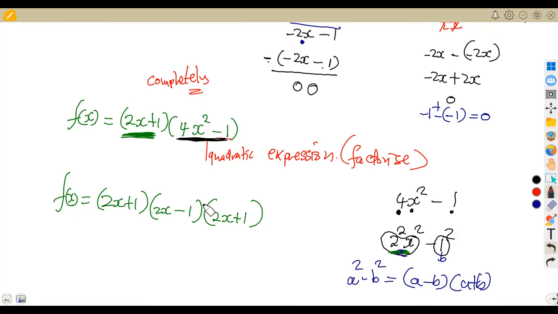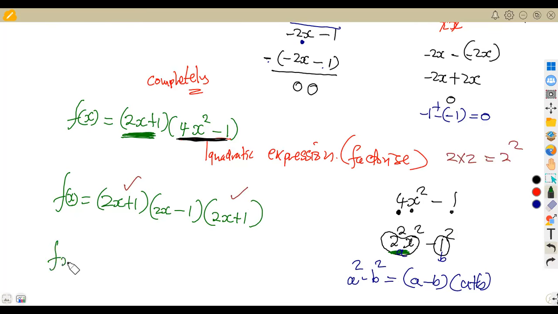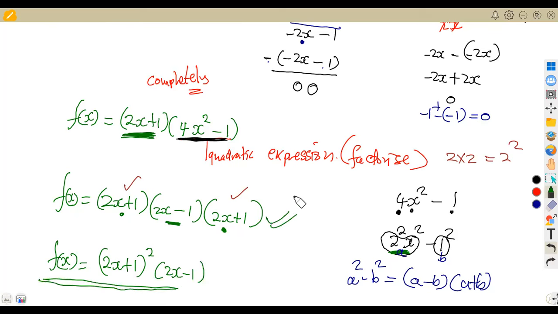Even here you can write to say these two expressions are the same. So it's like 2 times 2 is the same as 2 squared. Meaning if I'm multiplying the same brackets, I can write it as a squared, but already we are done factorizing. So you can write this as (2x plus 1) squared, because there's another bracket of 2x plus 1, times this one, 2x minus 1. We are done. So we have factorized this. But even here, you're going to get full marks.